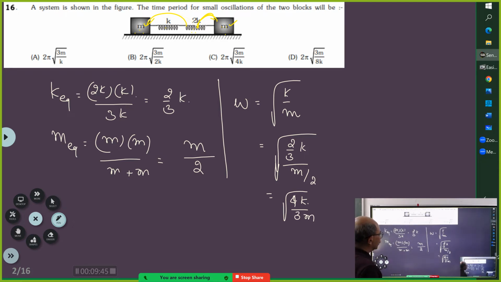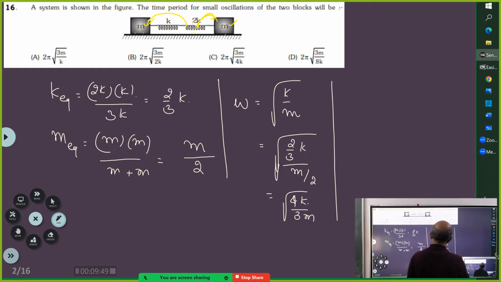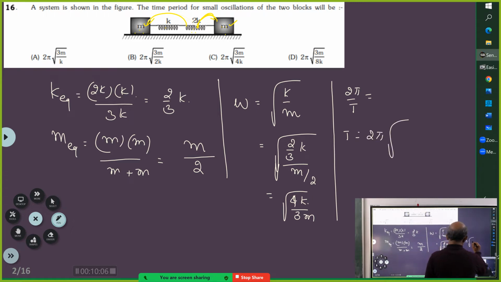Hello, are you with me? They asked for the time period, so you just have to convert it into time period. To convert it, omega is 2 pi by T. So you have to invert that. So T will be equal to 2 pi into root of 3M by 4K.